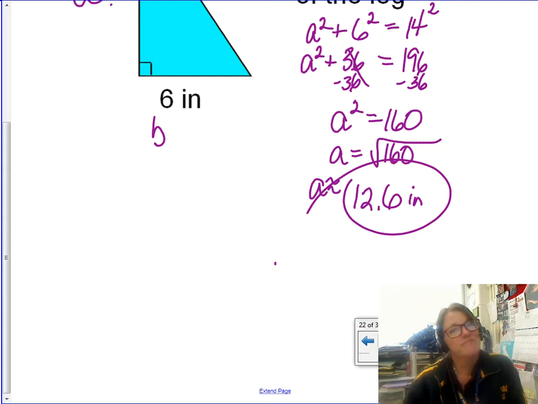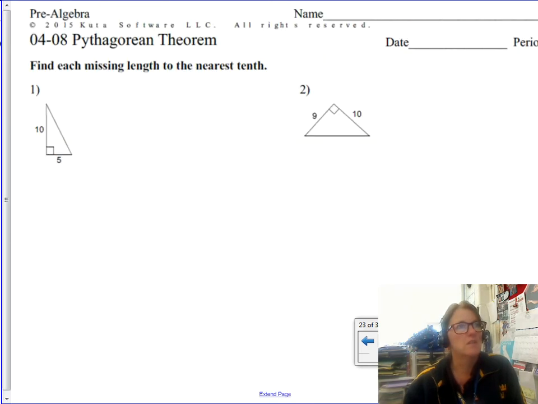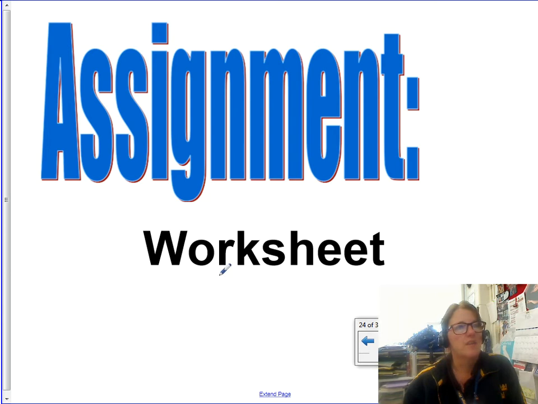Getting the hang of it now? So you'll be using your square root function a lot, and you'll be working through determining what is the hypotenuse or what is one of the legs. That'll determine whether you add the squares together or have to do some subtraction, and then take a square root at the end. Okay? All right, so your assignment is going to be a worksheet today.